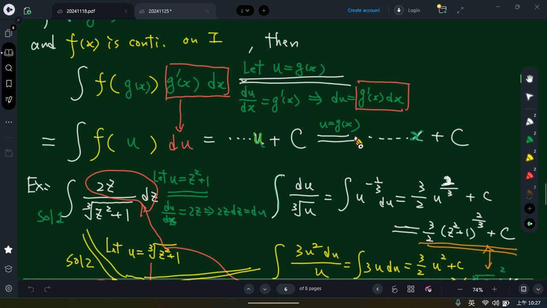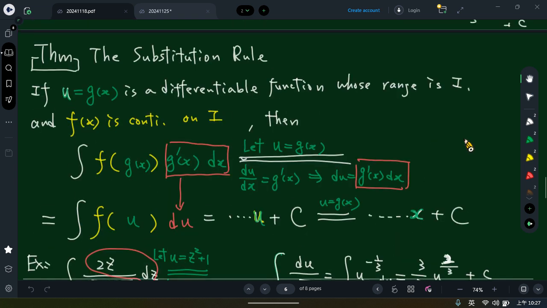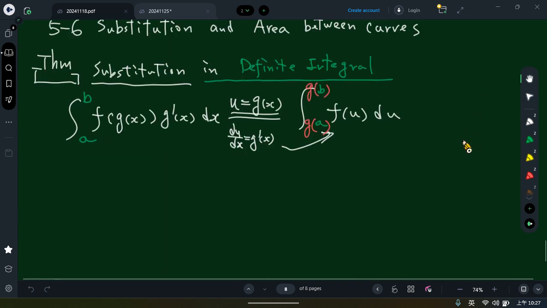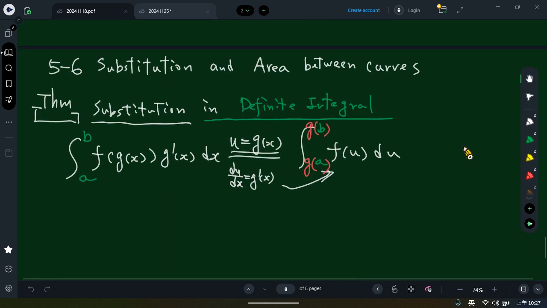Then also remember, after you have this, remember to replace u back to blah blah blah x. So finally you will get blah blah blah x plus c. Okay, this is for indefinite integral. And for the section 6, we also talk about the substitution, but this time we will discuss substitution in definite integral.